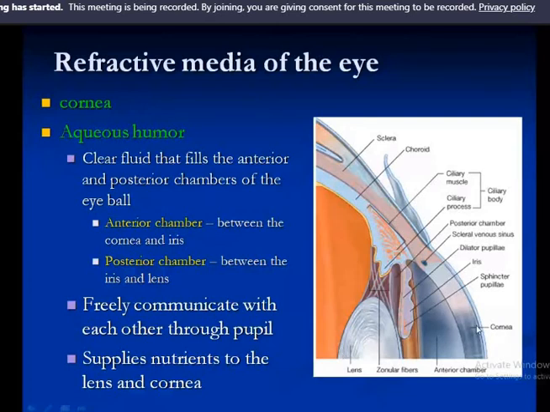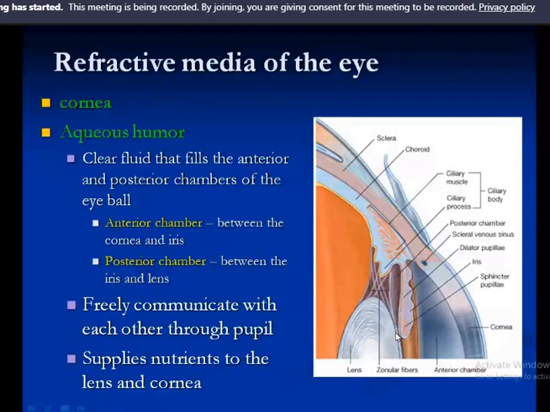About the cornea, it is the transparent structure which is present in the anterior one-sixth part of the outermost layer of the eyeball. This is the cornea. Next one is the aqueous humor, which is present in the anterior part. So over here, this is the lens. This one is the iris, and this one is the cornea.